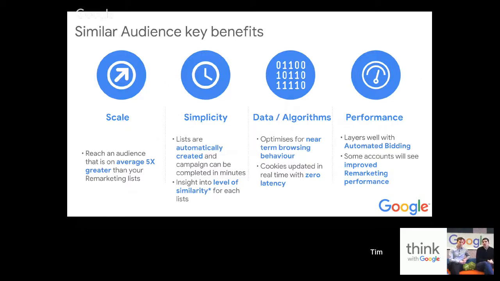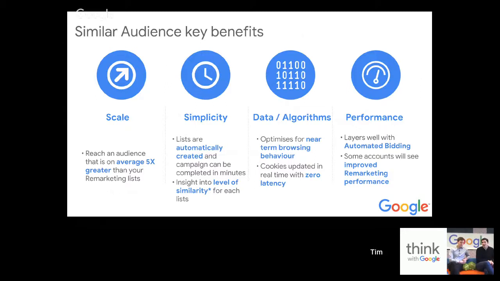These lists are automatically created and a campaign can be completed in minutes. So that can be very, very easily done. All these lists are based on all the lists that you choose to create. And obviously, the more precise the list is going to be, the more narrow your audience is going to be, but then the more precise you're going to be able to target these people. And you're looking at people who have a very high level of similarity on each list.